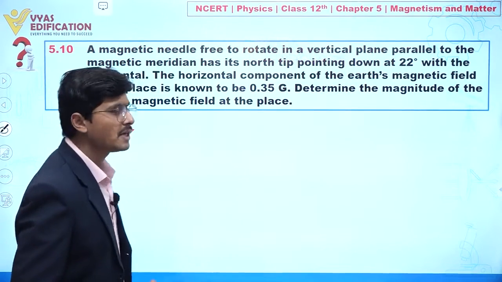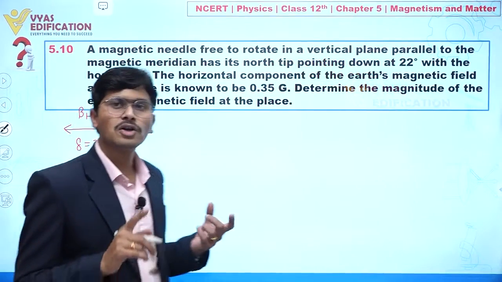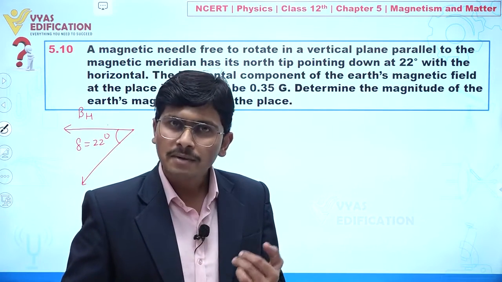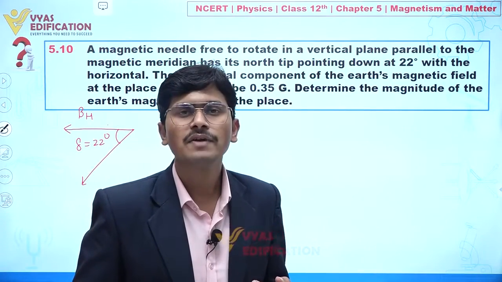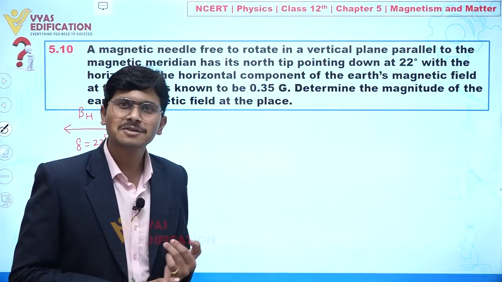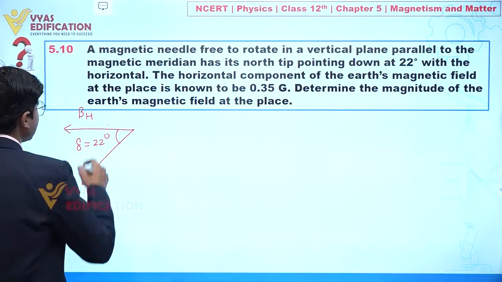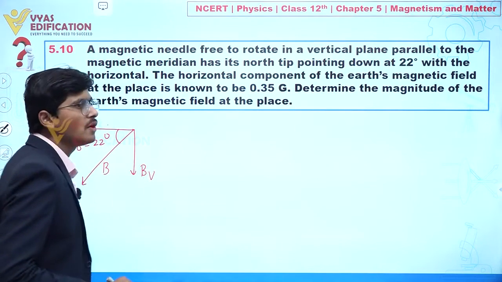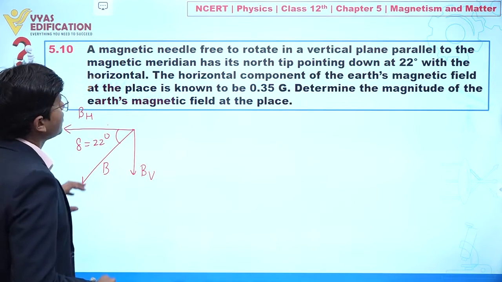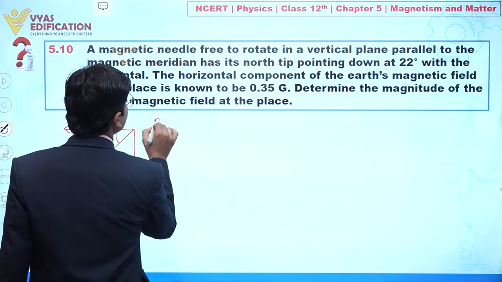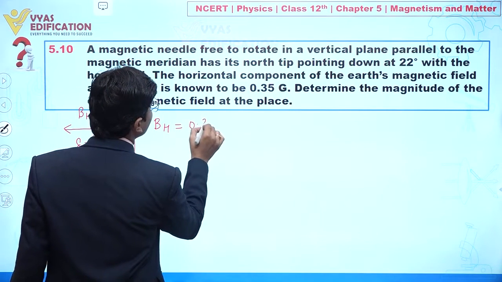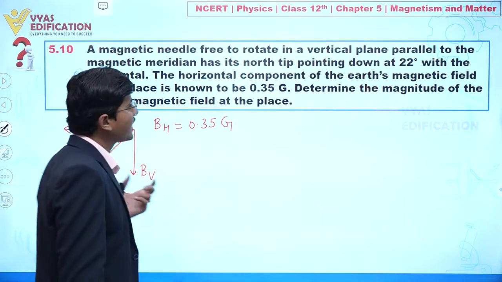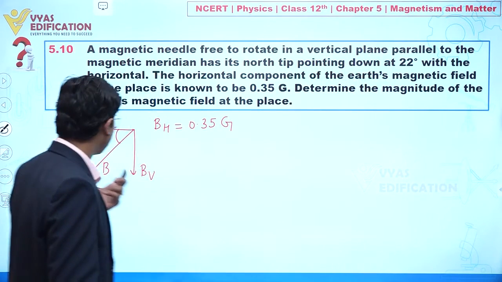Angle of dip is the angle made between the net magnetic field and the horizontal component of earth's magnetic field. Let's suppose this is B and this is BH. This is the vertical component of the magnetic field. It is also given in this question that the horizontal component of earth's magnetic field is 0.35 Gauss. So from here can we calculate the value of net magnetic field?